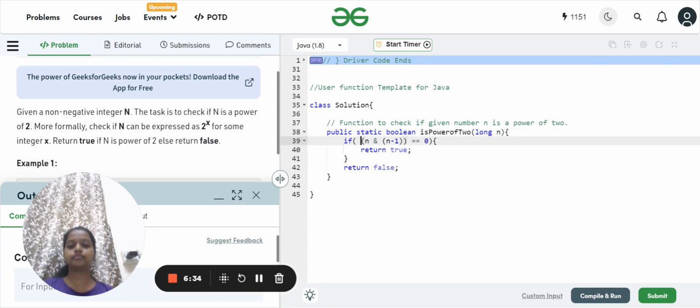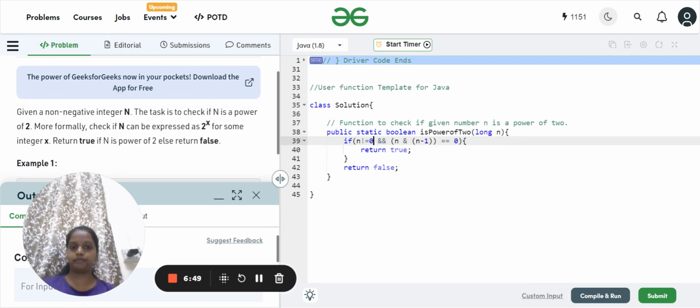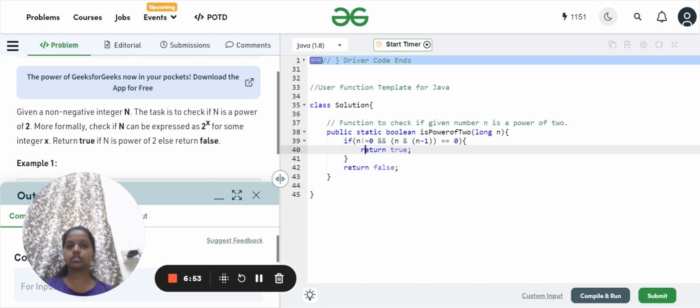And again, we have to add one condition: n should not be equal to 0, and then n AND n minus 1. Because if n is equal to 0 it should return false, because 0 is not a power of 2. Powers of 2 start from 1: 2 power 0 is 1, 2 power 1 is 2, 2 power 2 is 4, right? So in this way.